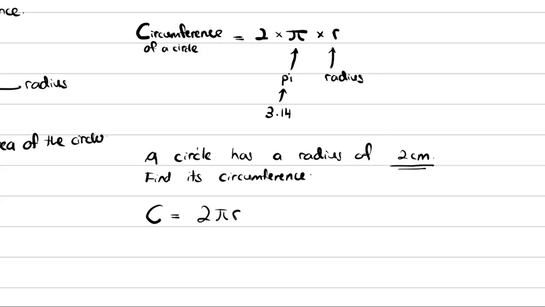Every single time you attempt a question, please write the formula down. 2 multiplied by 3.14 multiplied by 2. This 2 is the radius of the circle, and then the initial 2 is just part of the formula. So the answer that you get is 12.56. Circumference is a perimeter, so the measurement of it should be in just centimeter.